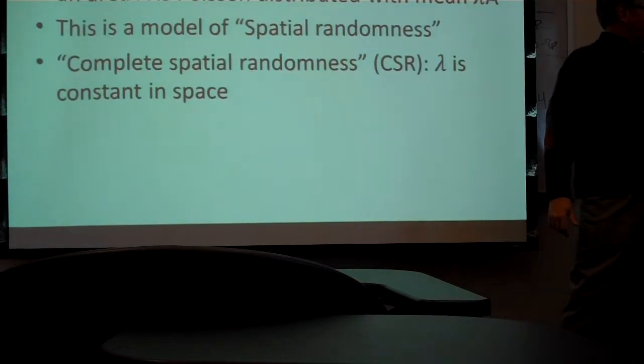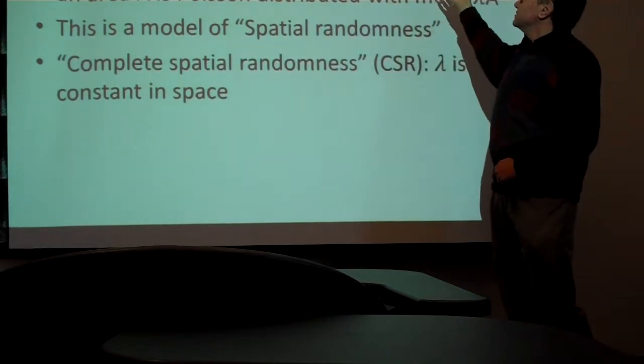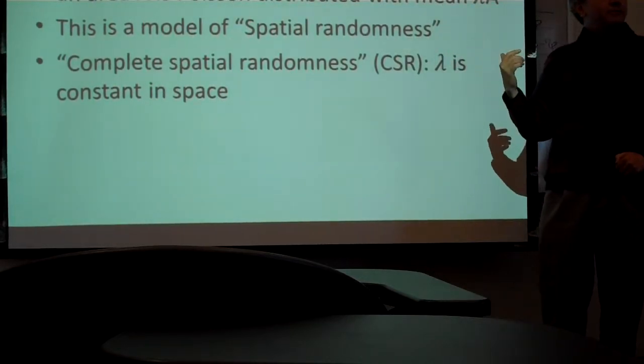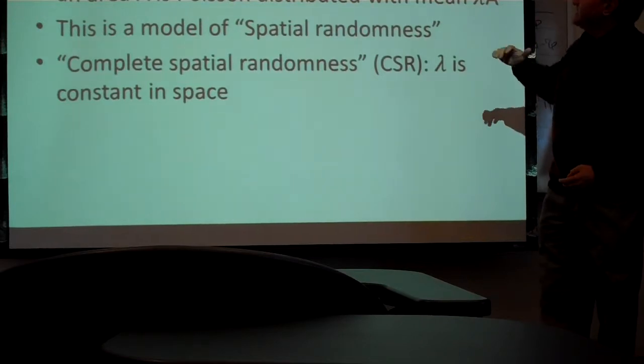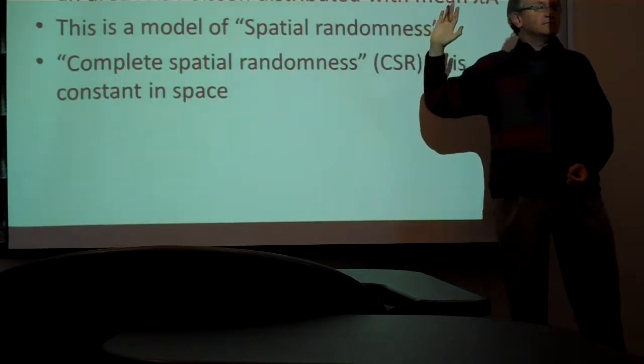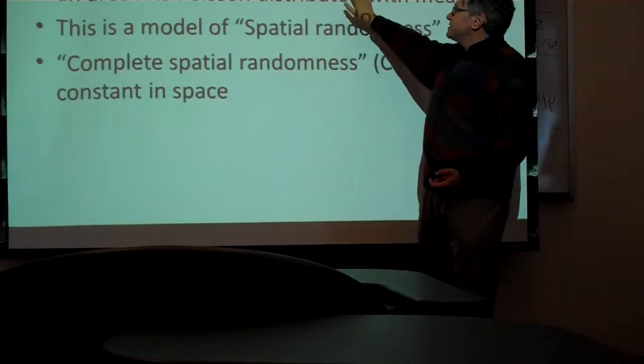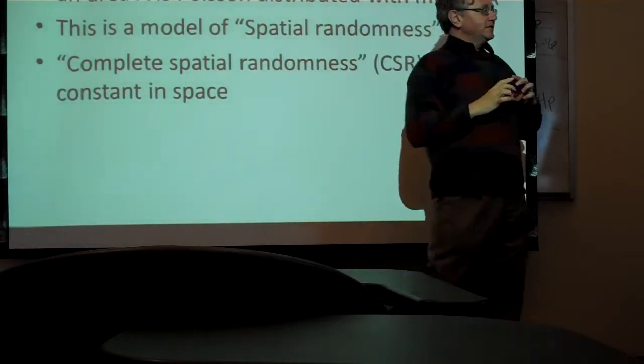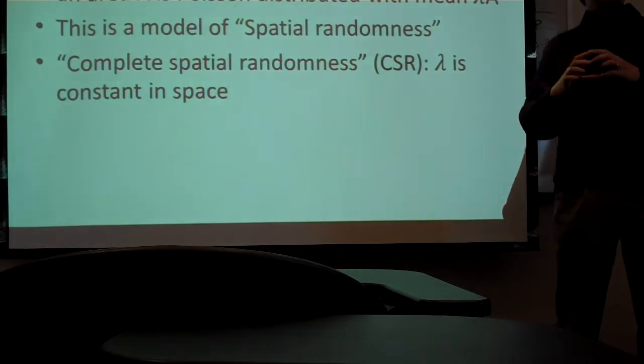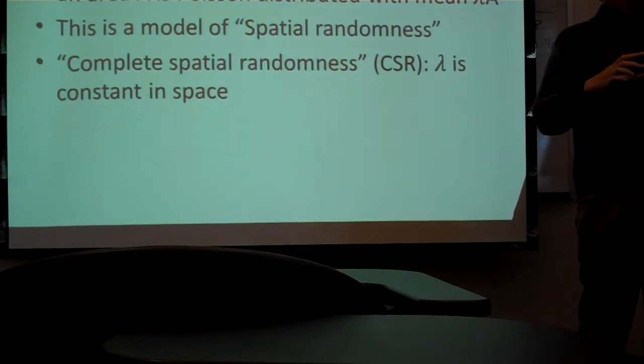So what we look at is the intensity function, which is usually denoted lambda. And it's kind of like a density. If you look at a unit area, lambda tells you the expected number of occurrences in that unit area.